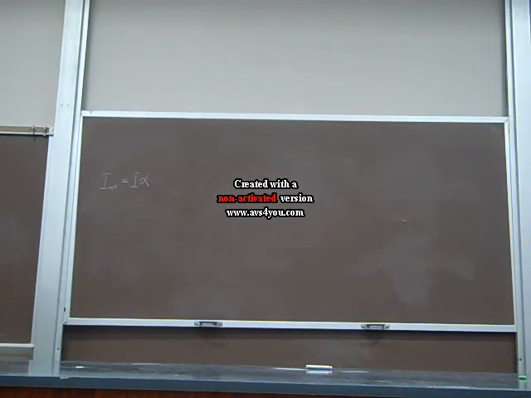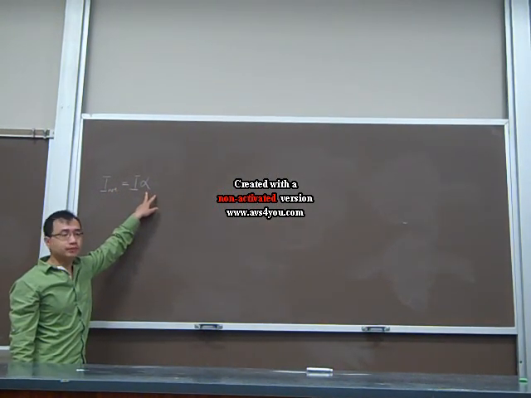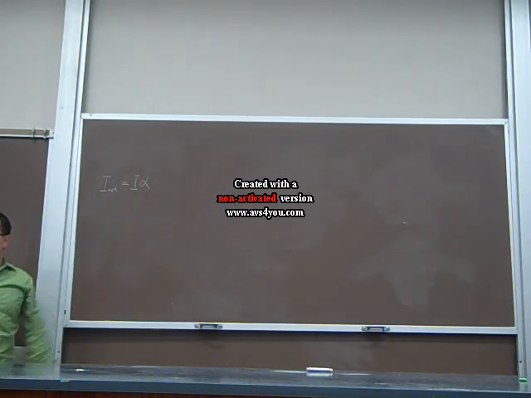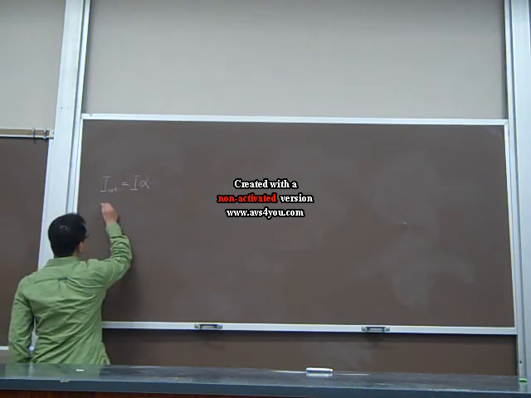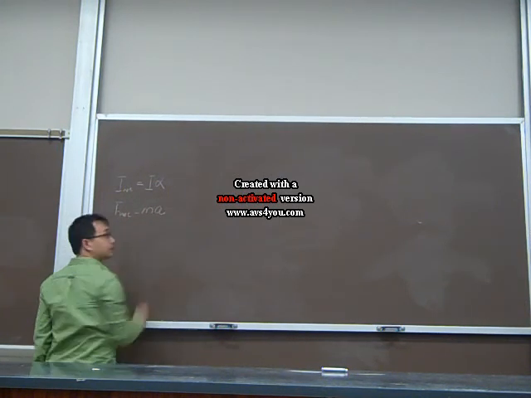I is the rotational inertia, alpha is the rotational acceleration, or the angular acceleration. This one can be compared with F net equals m a. Okay.